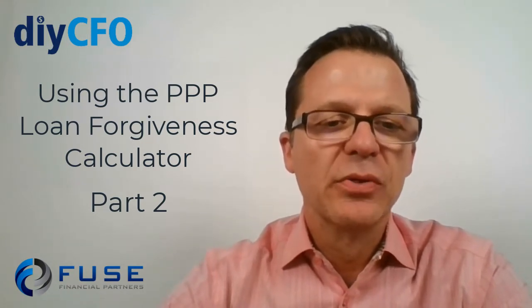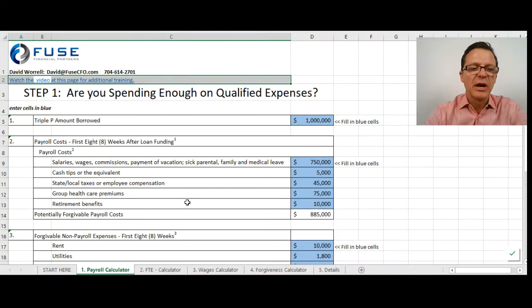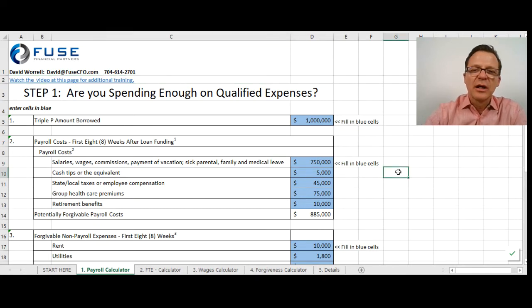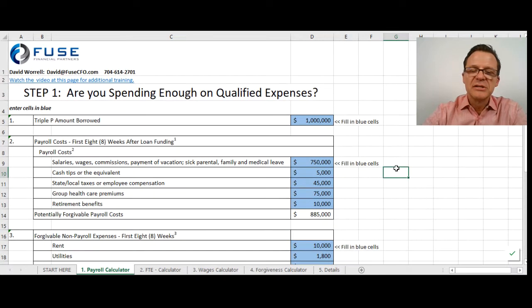All right, let's jump right into the payroll question. Are you spending enough on qualified expenses? So tab number 1 of the calculator Excel file is the payroll calculator. And man, this gets really detailed because payroll is the heart and soul of the PPP program. After all, it's the paycheck protection program. So you'll need your payroll reports to do this sheet. If you start with filling out the parts in blue to match your payroll, you'll have an easy time.